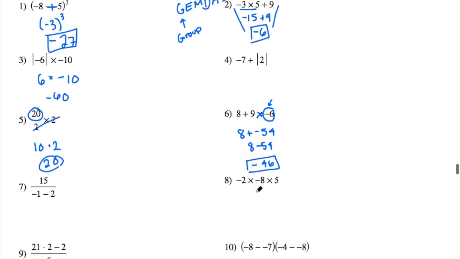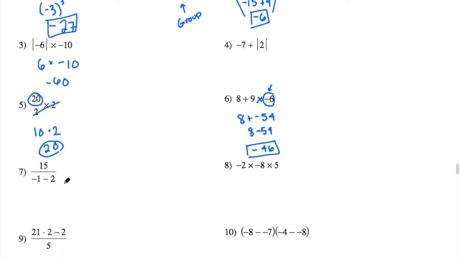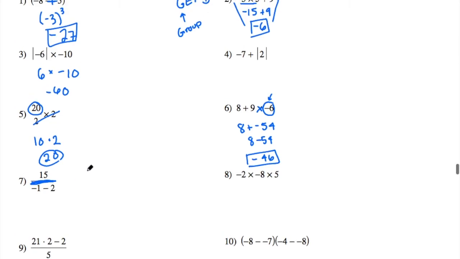Okay, now what about number 7? Number 7, I know it kind of looks like a fraction, but we're going to really drive home that this bar is a fraction, but that's also division. So we're dividing here. We're doing 15 divided by -1 minus 2. Now, if we go back to our acronym, GEMDAS, I know multiplication and division happens before addition and subtraction.